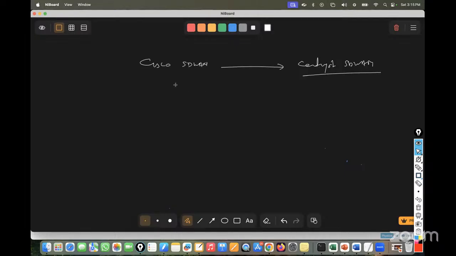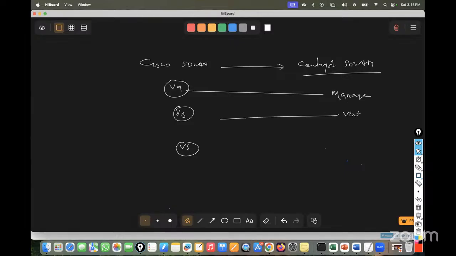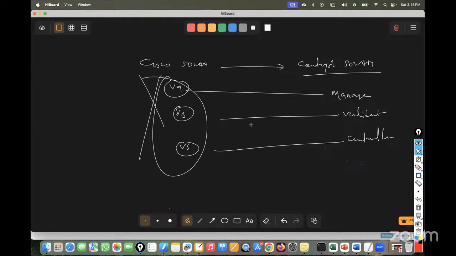First thing, vManage, vBond, and vSmart have been changed to Manager, Validator, and Controller. So this is the first difference. You are not going to find these old terms in the Catalyst SD-WAN.